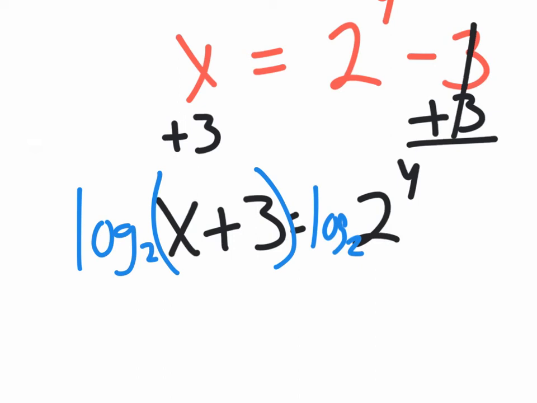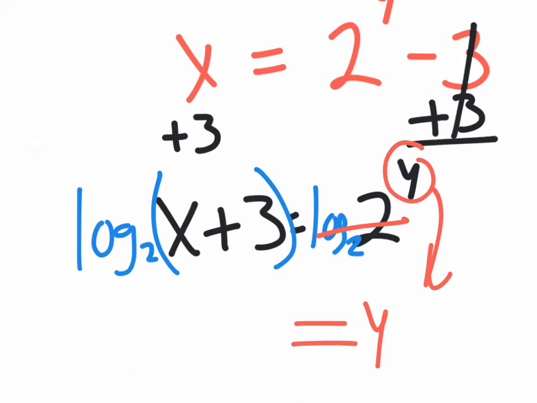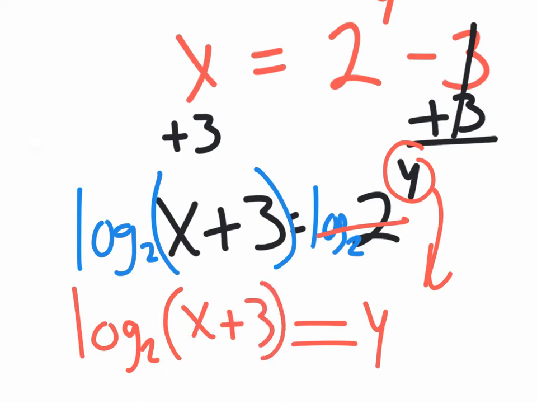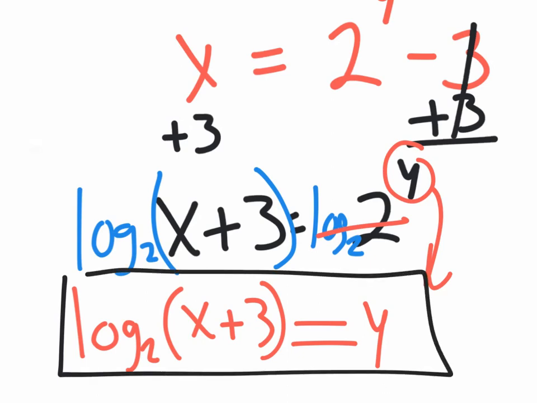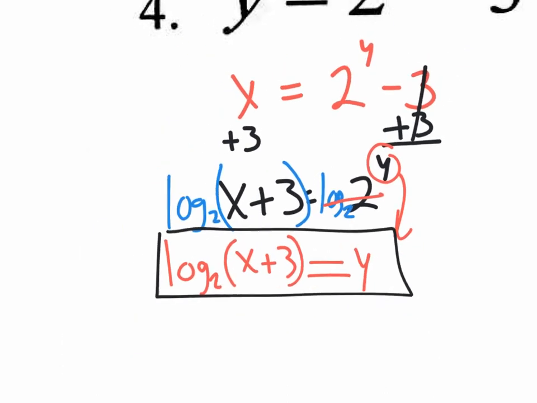So on the right side, log base 2 of 2 cancels out. The y comes down. The equal sign's right here. And over here on this side, I have log base 2 of x plus 3. That's your answer, the inverse of the original.